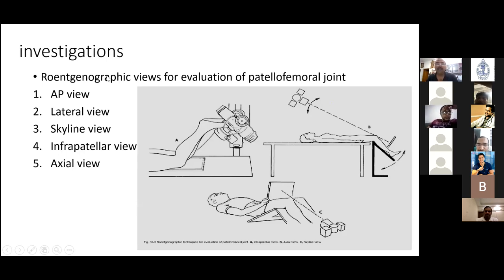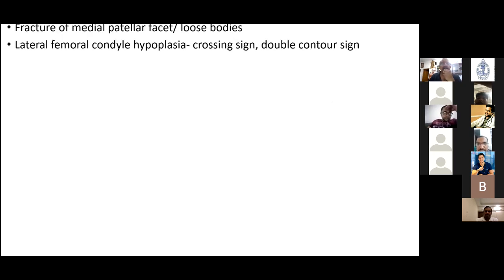The B is the axial view. Basically, you look for the skyline view and the lateral view to see the position of the patella. These are a few signs which are seen, and you should know them.